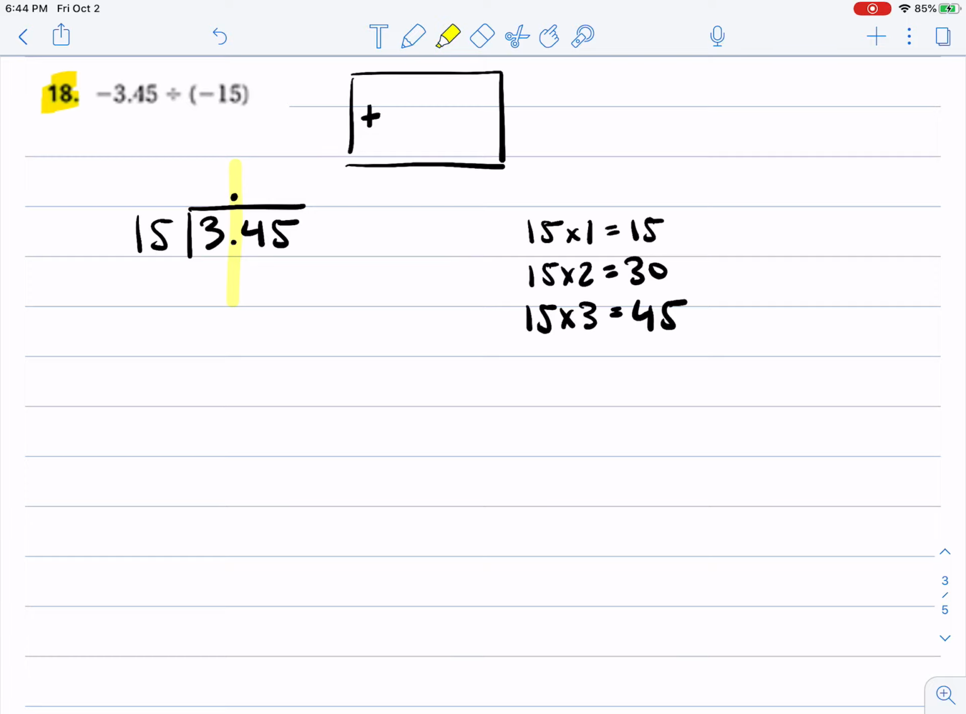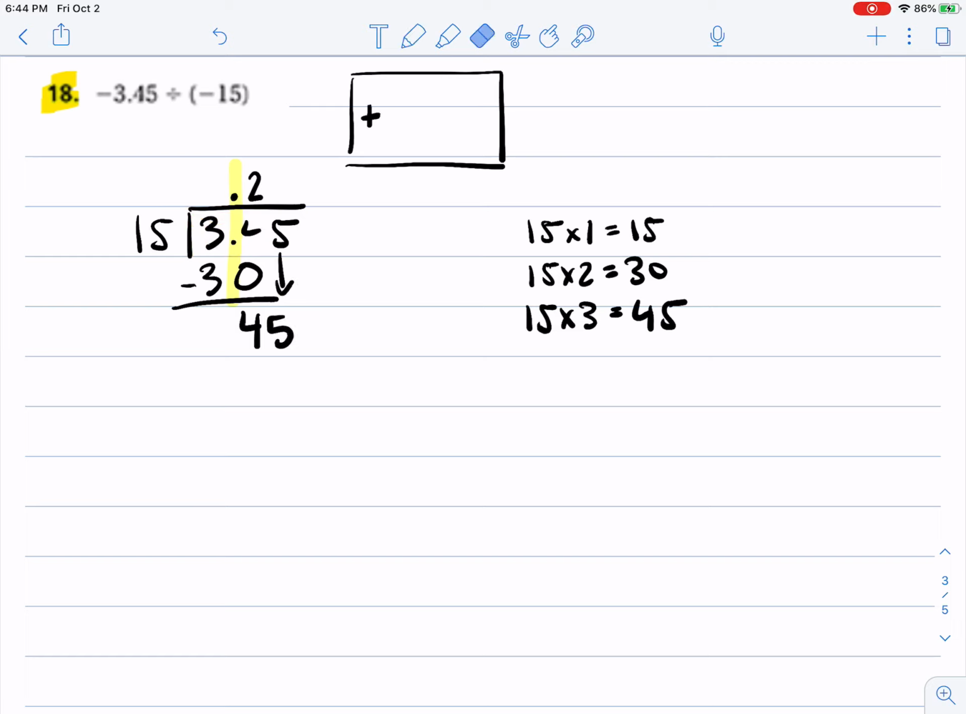So the first thing I wanna do is look at just the first number. Can I do 3 divided by 15? No, I can't. So I'm gonna look at the first two numbers. Can I do 34 divided by 15? Yes, I can, because I can do 30. That would mean 2. So I'm gonna put 2 right here above the 4. And let's do some subtraction. That leaves 4. I'm gonna bring this 5 down.